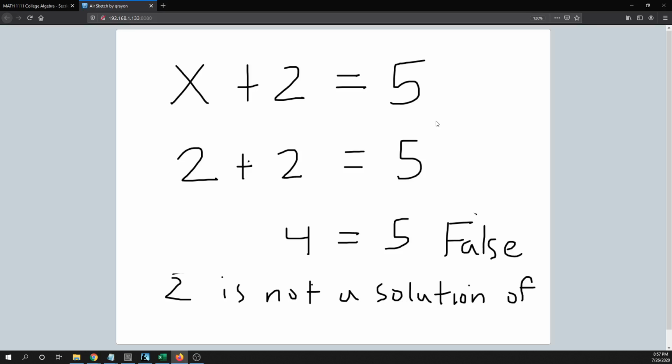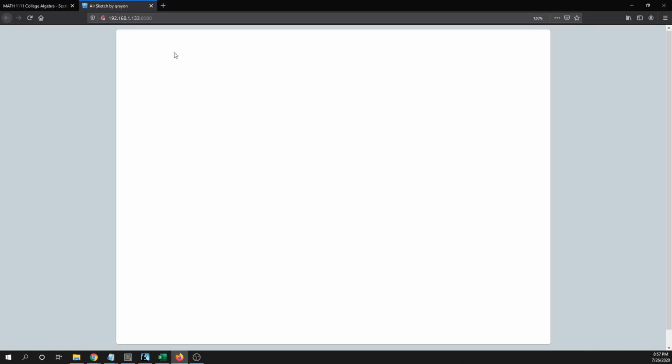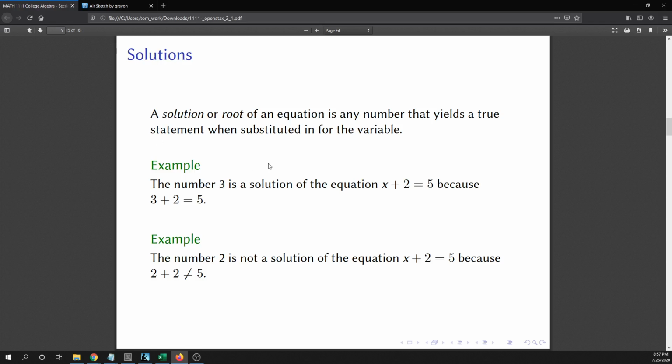So it's really pretty straightforward to decide whether a number is a solution or not. If you just plug it into the equation and work that out, you'll get a true or false. If you get a true, it's a solution. If it's false, then that number is not a solution. Okay, so that's what a solution is.